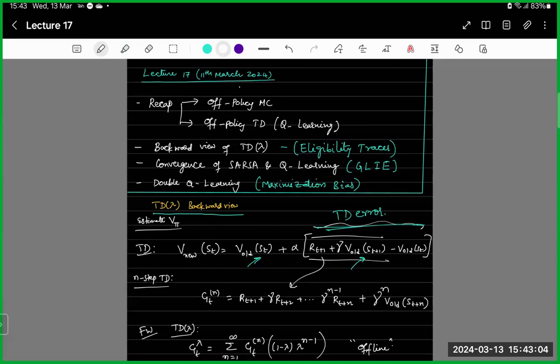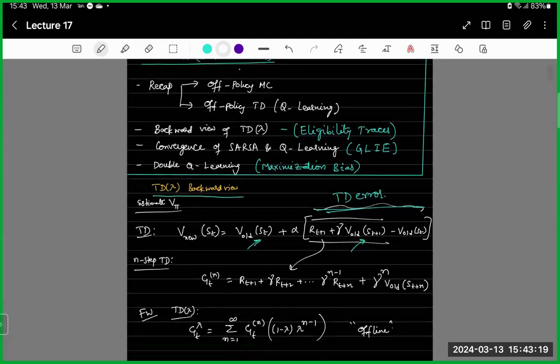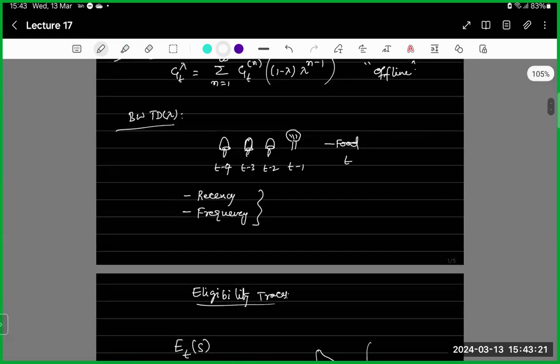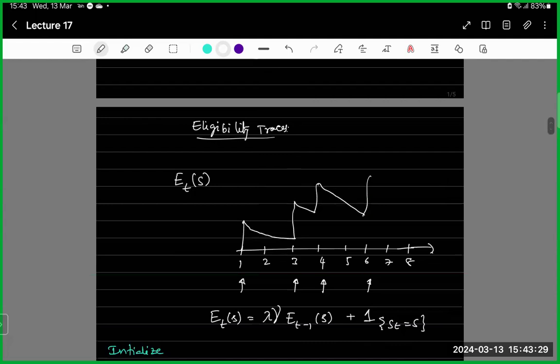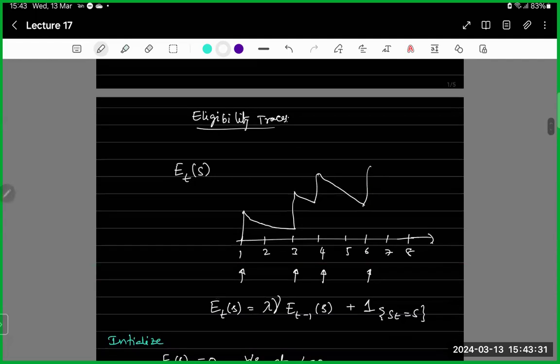So we introduced this concept of eligibility traces, right? So what is that? Eligibility traces. For every state, we are maintaining some value called the eligibility of that state. That is based on these two things: how recently that state has occurred and how many times that state has occurred, right?